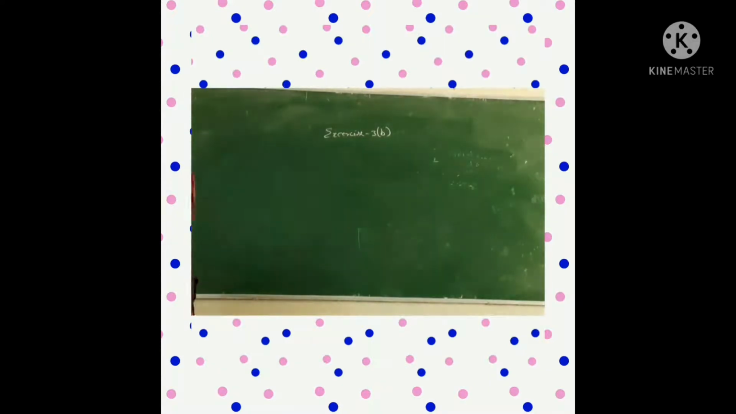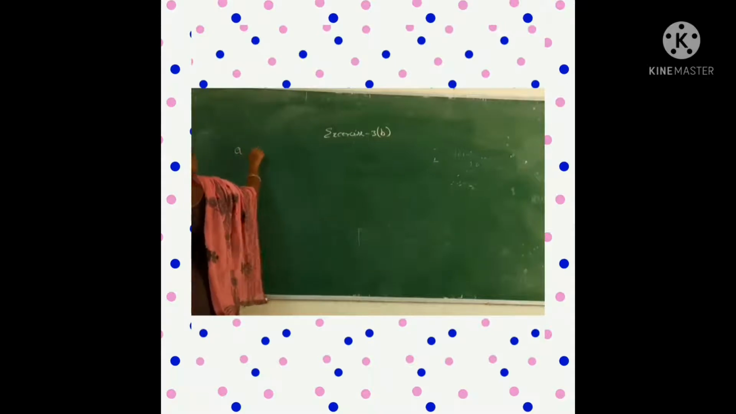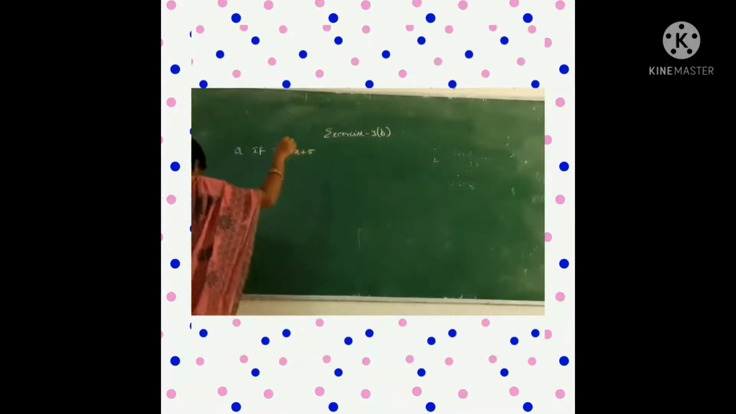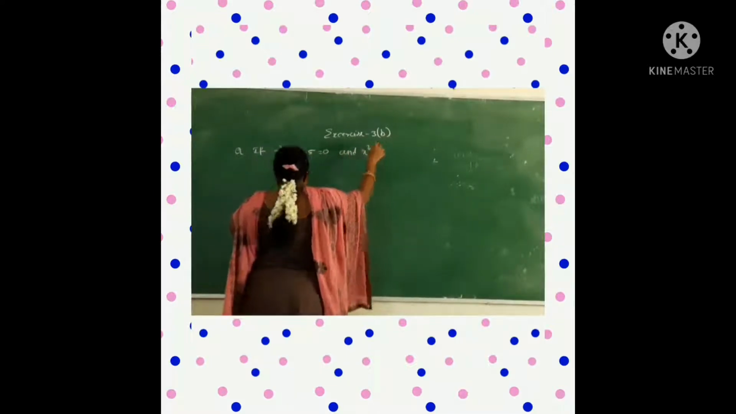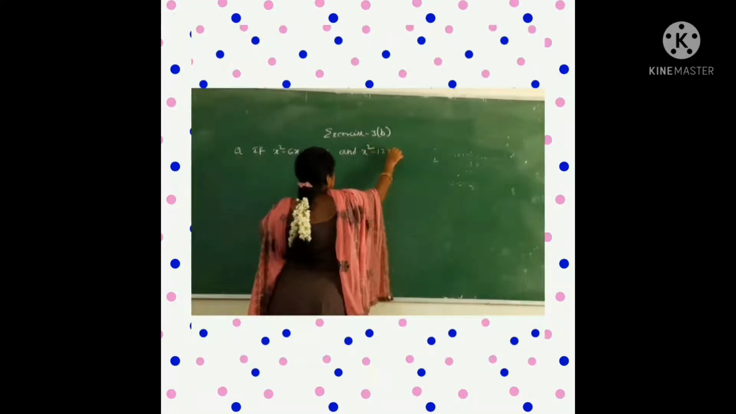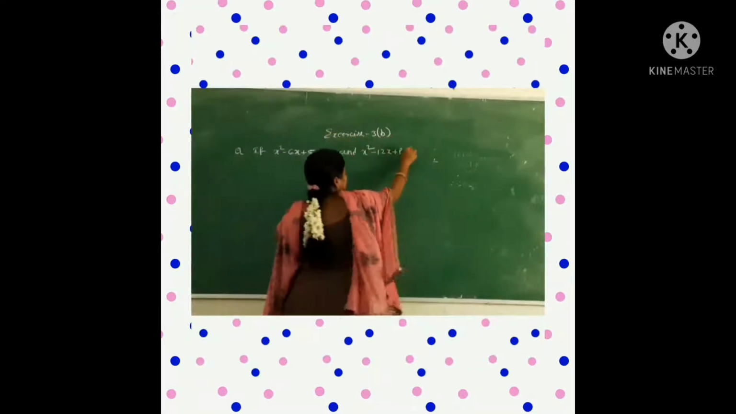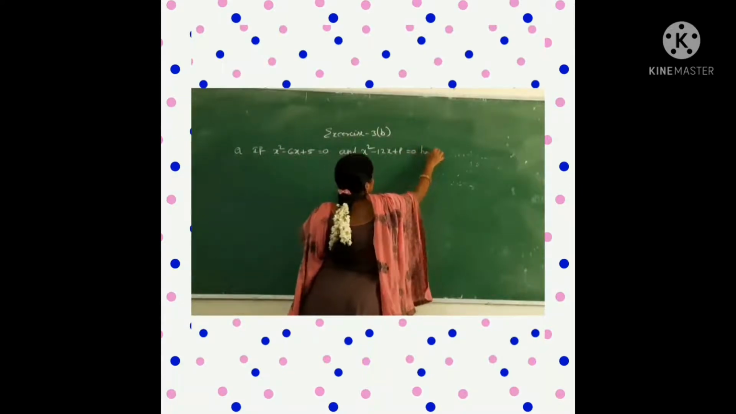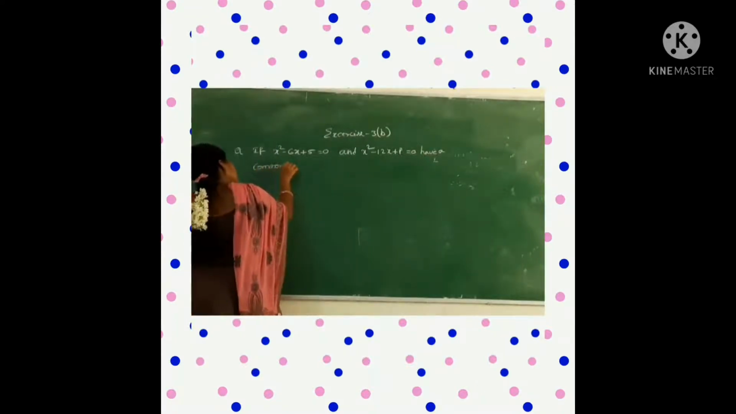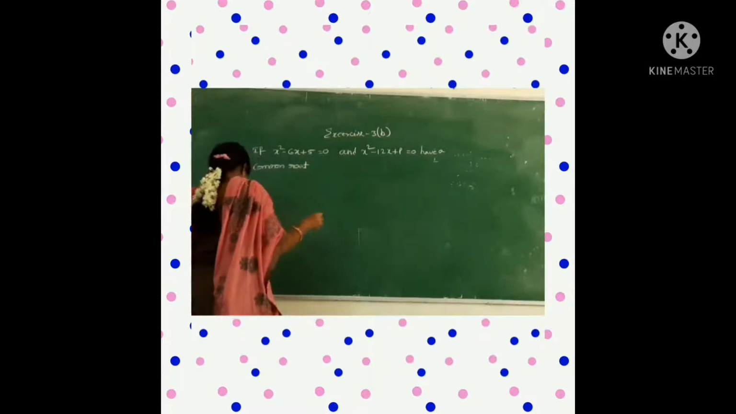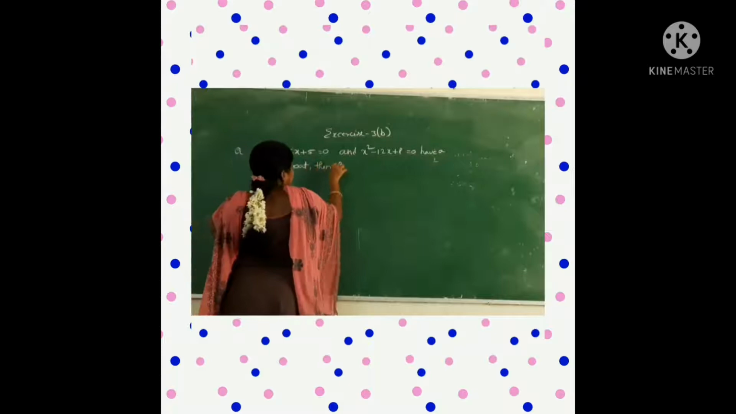Next question is: here given, if x square minus 6x plus 5 is equal to 0 and x square minus 12x plus p is equal to 0 have a common root, then find p.